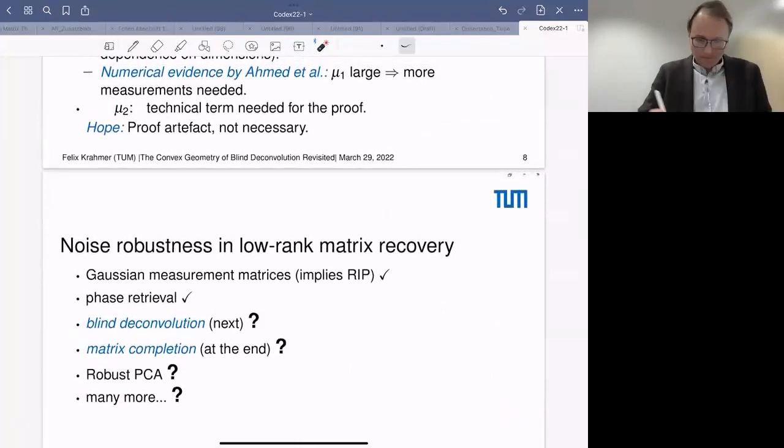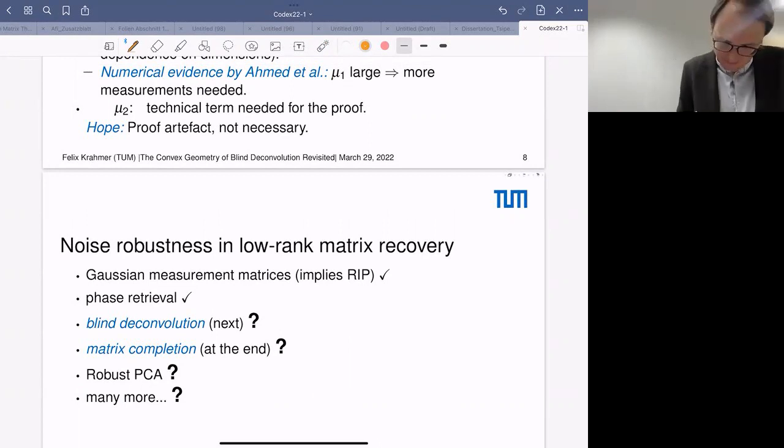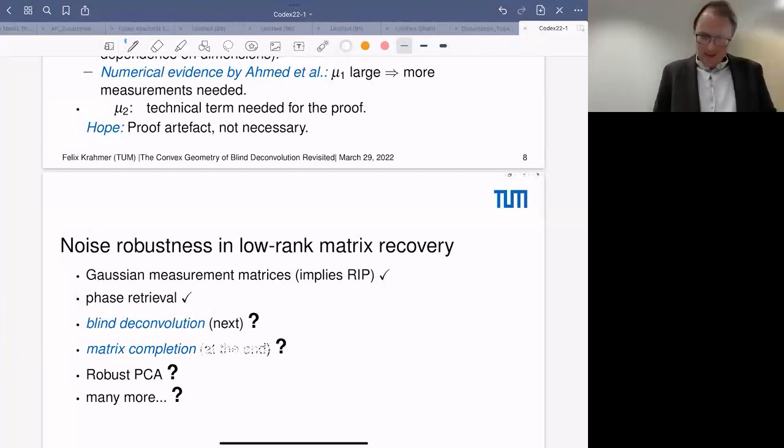Okay. I knew I wanted to... I think I decided to not. I don't think I will make the matrix completion again at the end.